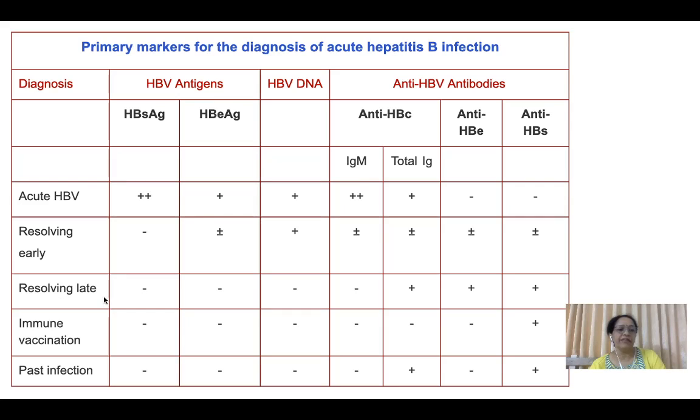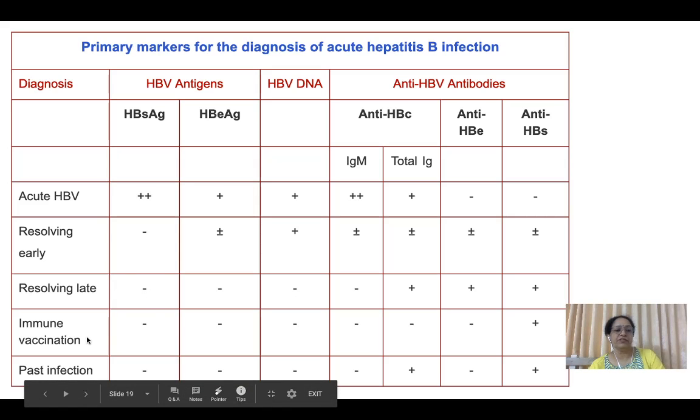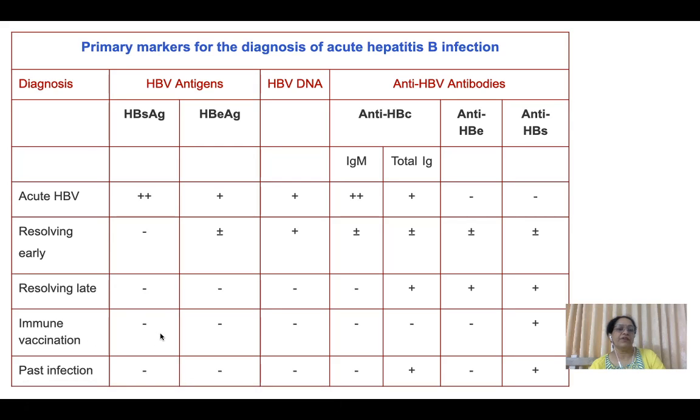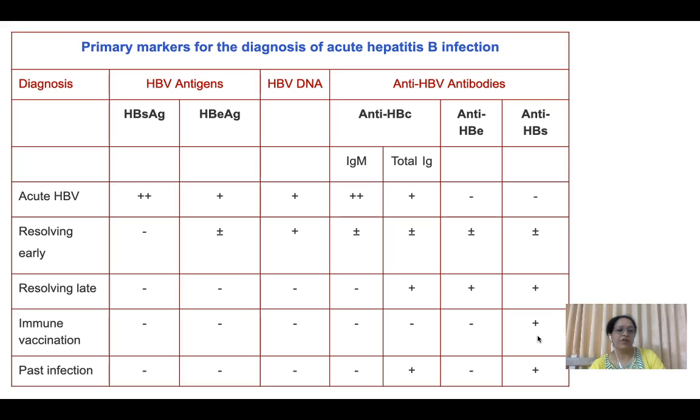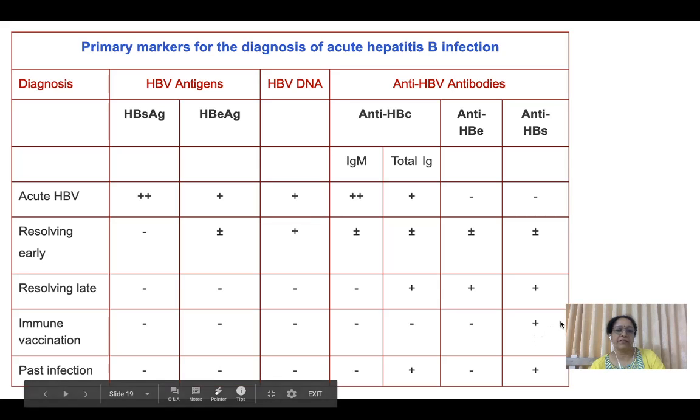While in the late resolving state, as antibodies develop against all these three main antigens, they are not detected in the patient's blood. After vaccination also one can check the condition of the primary markers. So here there is only the presence of anti-HBs in the patient's blood upon vaccination with a hepatitis B vaccine. While after past infection, total immunoglobulin level is quite high, as well as antibodies against surface antigen are present in the patient's blood.